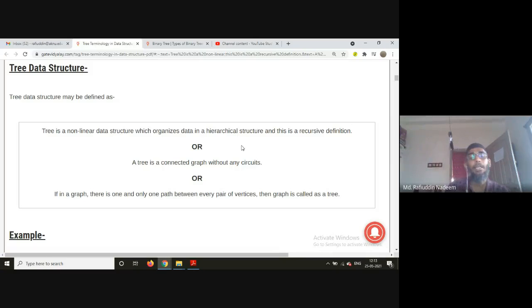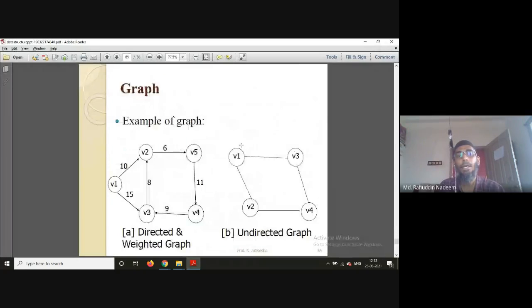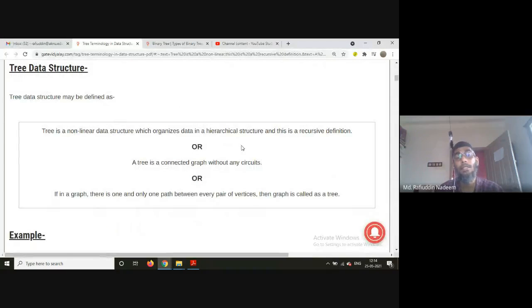Another definition is that a tree is a connected graph without any circuits. A graph is nothing but nodes and edges connected to one another. In a graph we may have a circuit, that is, a cycle, whereas in a tree we don't find any circuit.